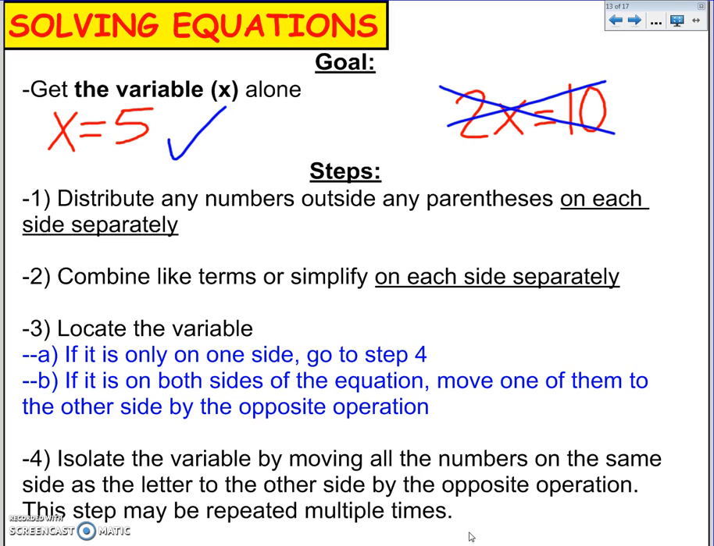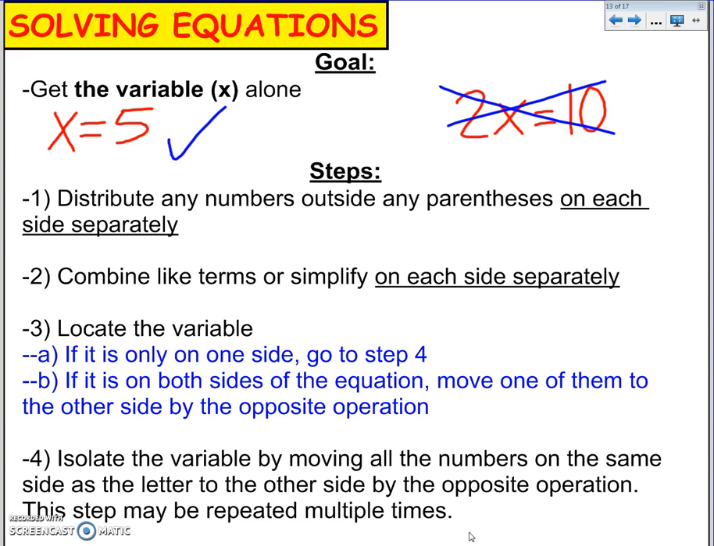To accomplish this, there are 4 steps. The first step is to distribute any numbers outside any parentheses on each side separately. Step 2 is to combine like terms or simplify. They're the same thing. On each side separately. Again, on each side separately is very important. That's the number one mistake students make.